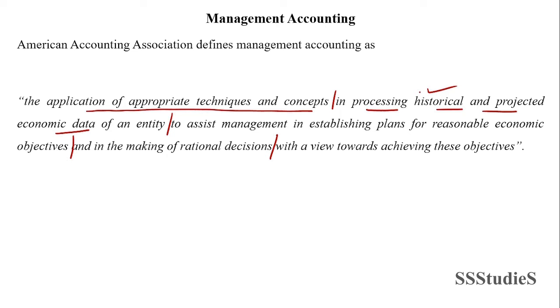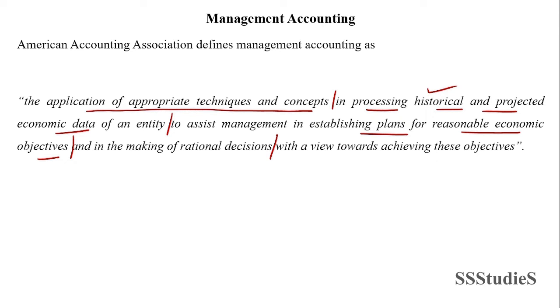And again, management accounting also looks into the projected data that is available. Now, when we say projected data, this data can come from cost accounting as well. To continue with the definition, in processing historical and projected economic data of an organization, what is the reason behind processing it? So as to assist management in establishing plans for reasonable economic objectives and in making of rational decisions with a view towards achieving these objectives.